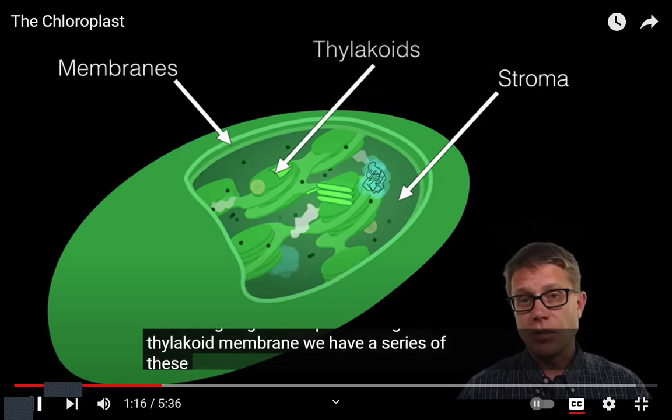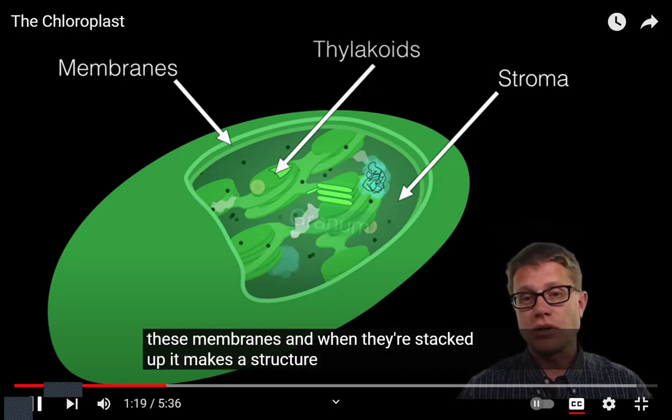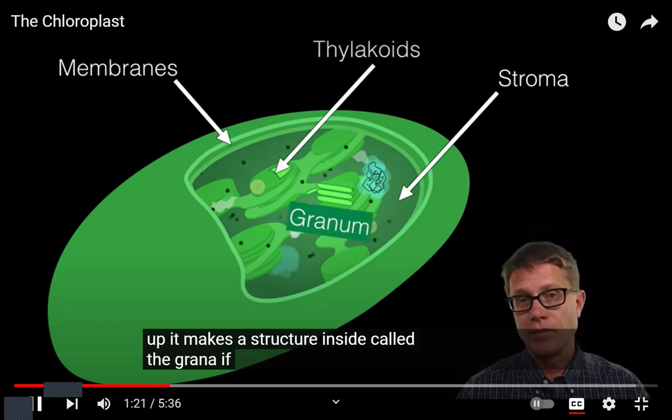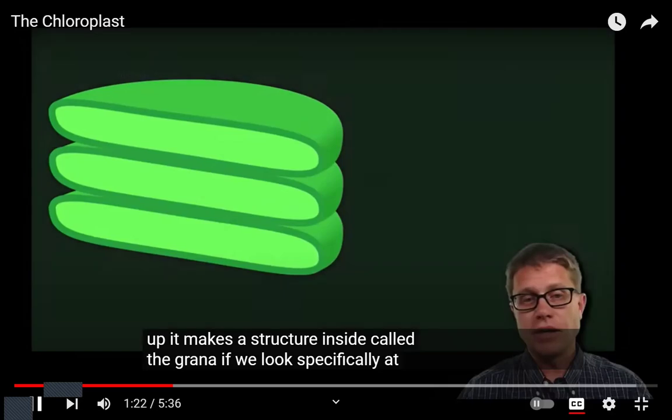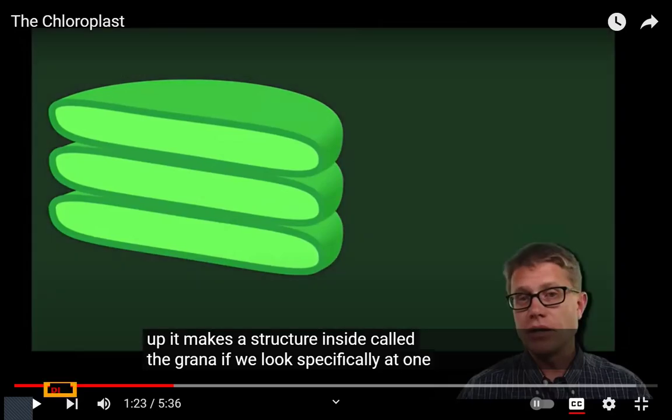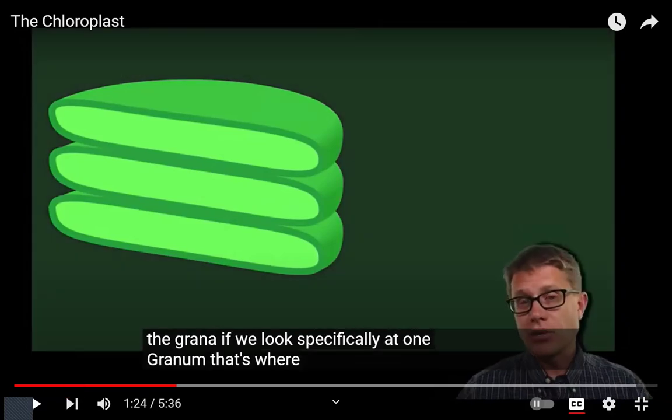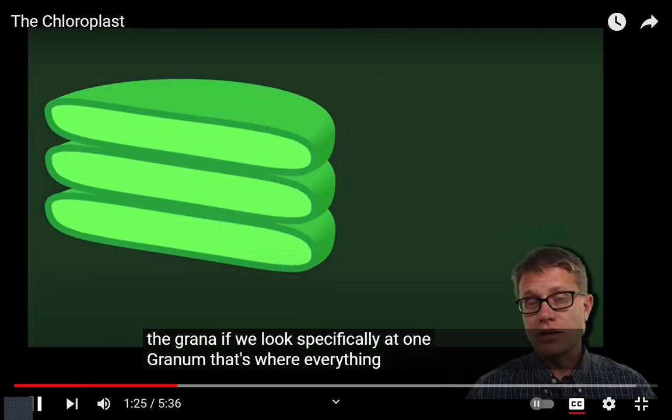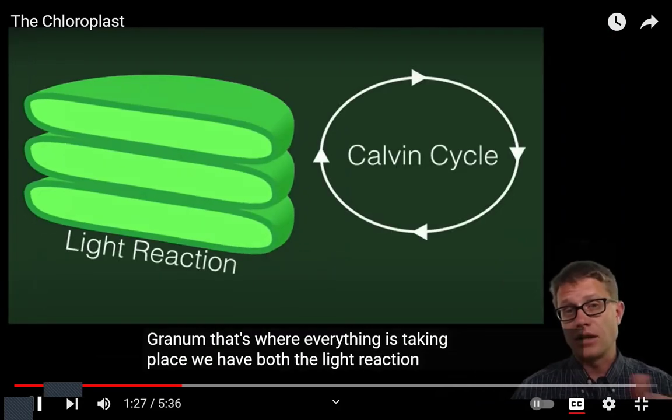We have a series of these membranes, and when they're stacked up, it makes a structure inside called the granum. Okay. The thylakoids, if they are stacked up, are called granum. If we look specifically at one granum, that's where everything is taking place. We have both the light reaction and the Calvin cycle.